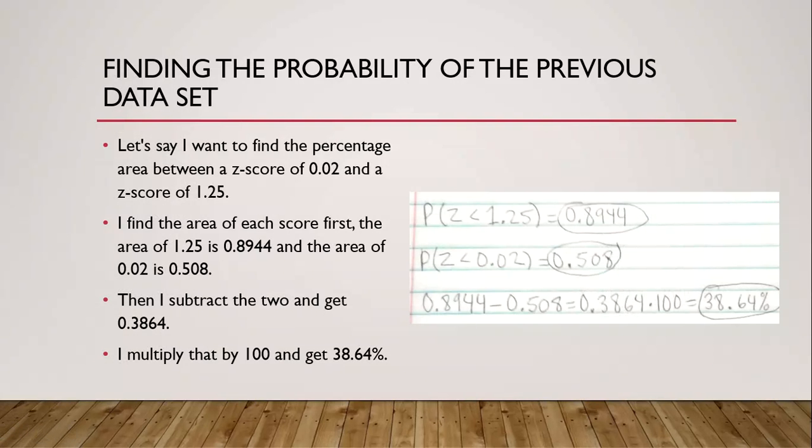Finding the probability of the previous data set. Now let's say I want to find the percentage area between a z-score of 0.02 and a z-score of 1.25. I find the area of each score first. The area of 1.25 is 0.8944 and the area of 0.02 is 0.508. Then I subtract the two and get 0.3864. I multiply that by 100 and get 38.64%. Over here you can see my work and the formulas for each of the problems.